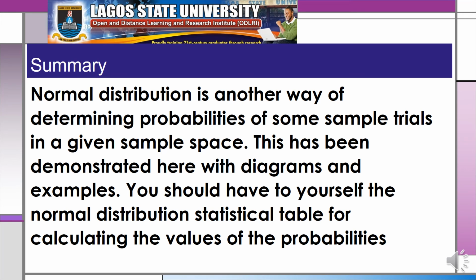Summary: normal distribution is another way of determining probabilities of some sample trials in a given sample space. This has been demonstrated here with diagrams and examples. You should have for yourself the normal distribution statistical table for calculating the values of probabilities.